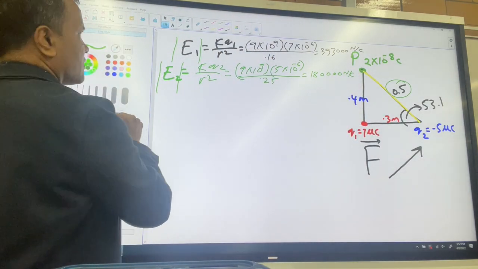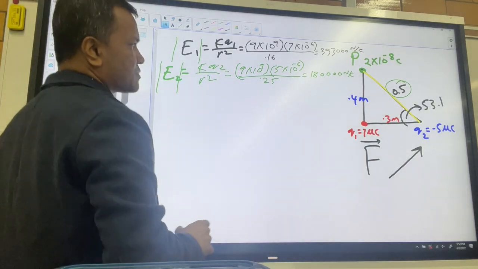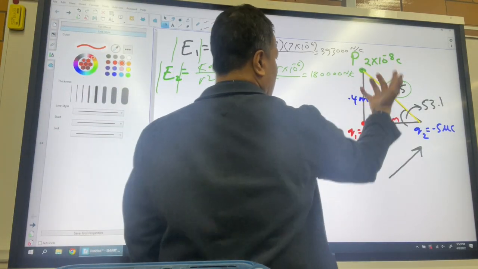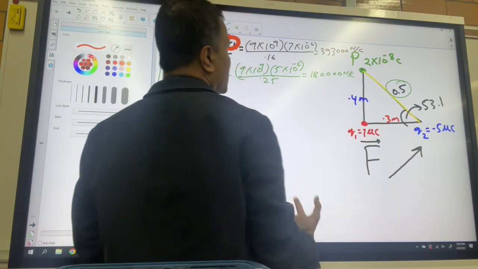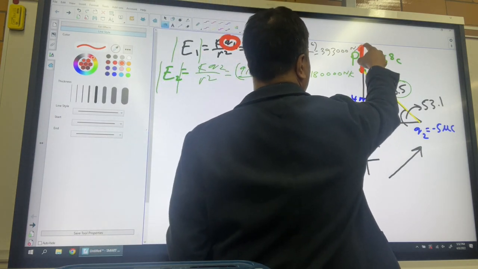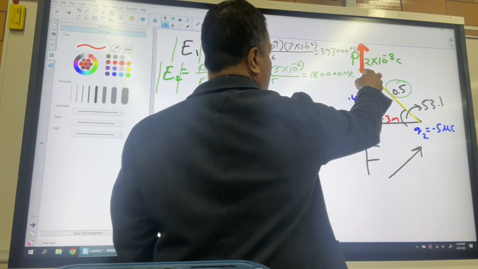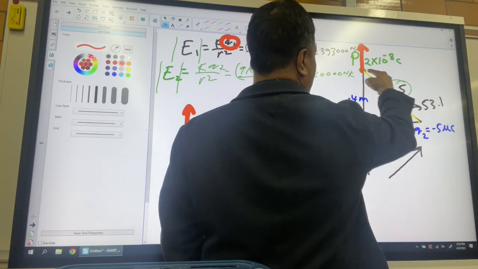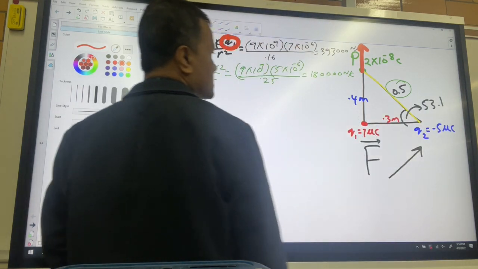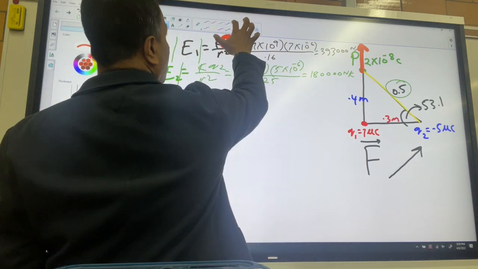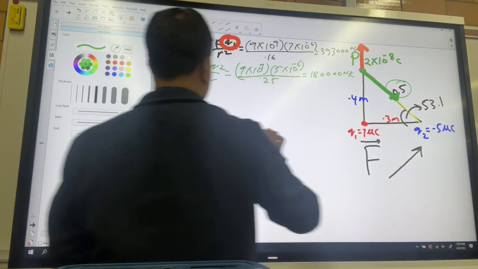Okay, now what we have over here, you have to understand this language. So this is positive, this is positive, they repel. So the Q1 force would be repulsive, so this one is repulsive. So I'm going to draw it right here. This one and this one would of course be attractive, because this is positive and this is negative. So this would be this direction.